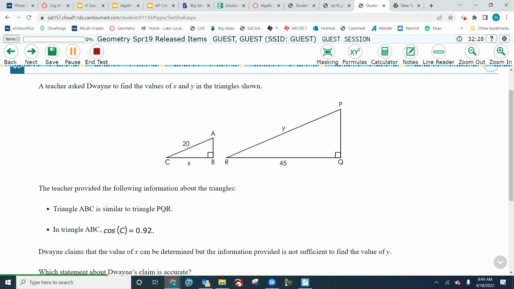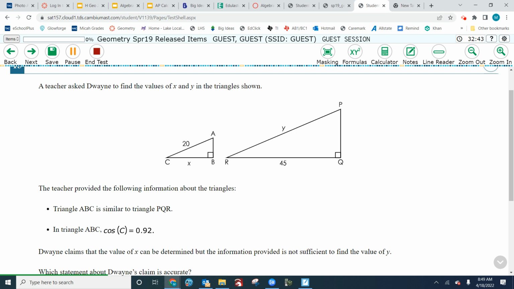Let's keep reading. Dwayne claims that the value of x can be determined, but the information provided is not sufficient to find the value of y. What's your first reaction to that? Would you agree or disagree with that? Disagree here? You guys disagree?